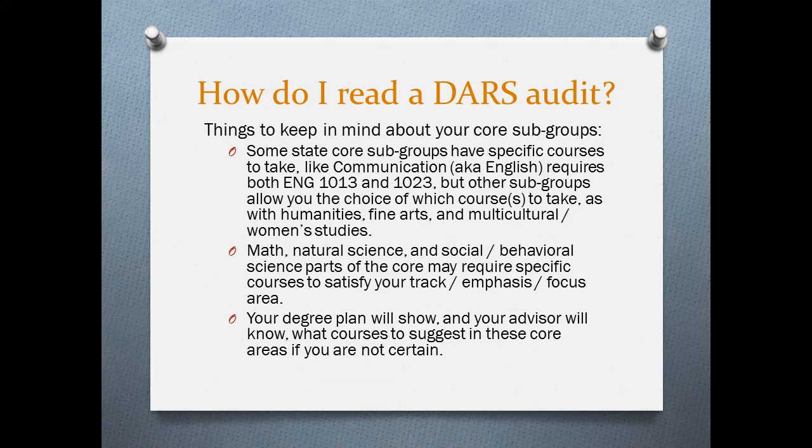When considering state core subgroups, keep in mind that some state core subgroups have specific courses to take, like communication, also known as English, which requires both ENG 1013 and 1023. But other subgroups allow you the choice of which course or courses to take, as with humanities, fine arts, and multicultural women's studies. Also, the math, natural science, and social behavioral science parts of the core may require specific courses to satisfy your track, emphasis, or focus area. Your degree plan will show, and your advisor will know, what courses to suggest in these core areas if you are not certain.